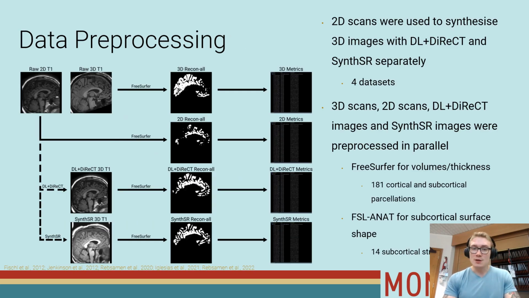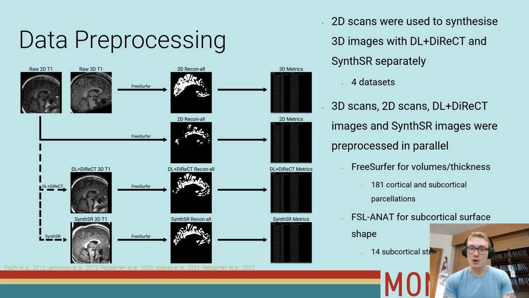So using DL+DiReCT and SynthSR separately, the 2D scans were synthesized into 2 further images per participant, bringing the total to 4 images per subject. That's a 3D scan, a 2D scan, a DL+DiReCT created 3D image, and a SynthSR created 3D image. The 4 images were then pre-processed in parallel.